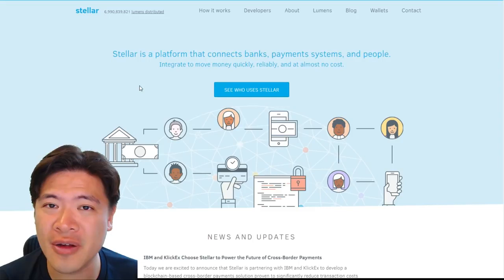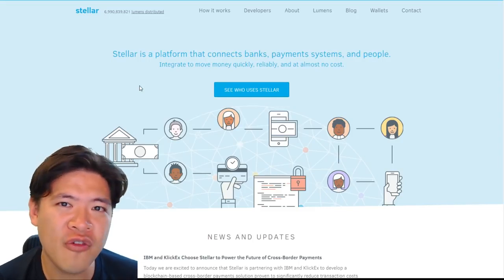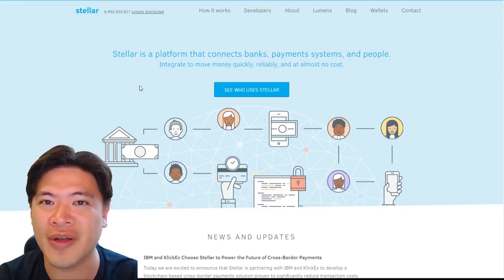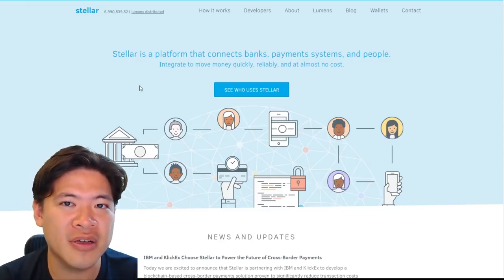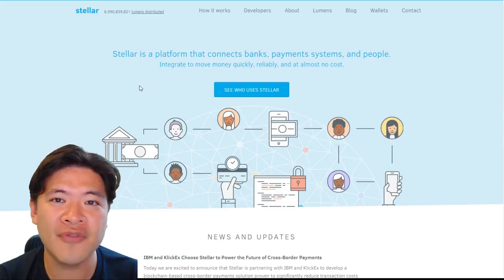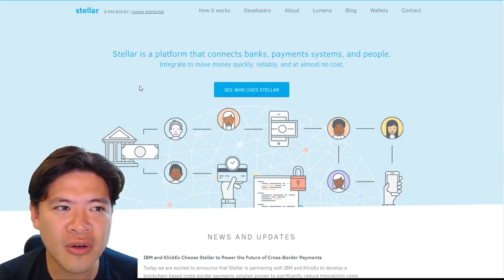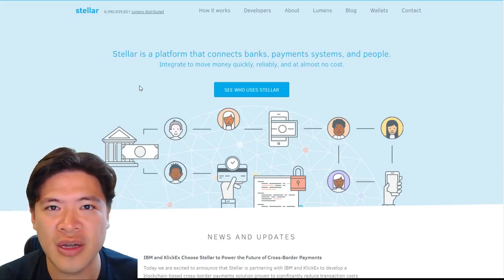Today I want to talk about Stellar and Stellar Lumens. I'm going to start off with what the Stellar project is and how they're trying to be different from everything else. Then I'm going to talk about their advantages and disadvantages of the system, and finally we're going to talk about Stellar Lumens, the token that they're using. So let's start off with what is Stellar and what it's trying to achieve.